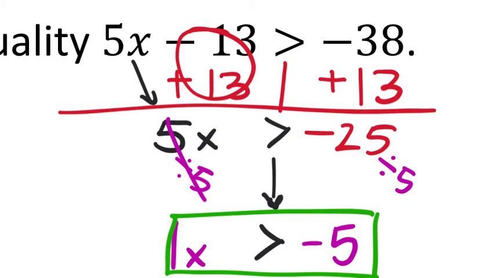This one we would say when x is greater than negative 5, then it would make the original inequality a true statement right there. So let's say we replaced x with 1 right here. 5 times 1 minus 13, that's going to be negative 8, which is greater than negative 38. The problem with that is that that's only one value, but we need to know all the values, and that's where this statement comes in.